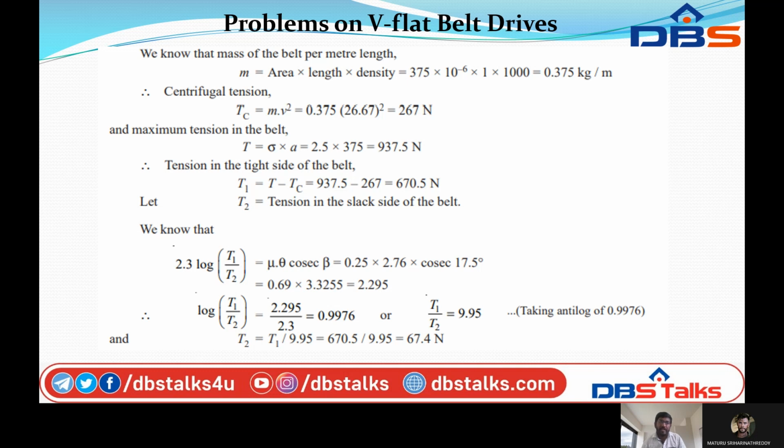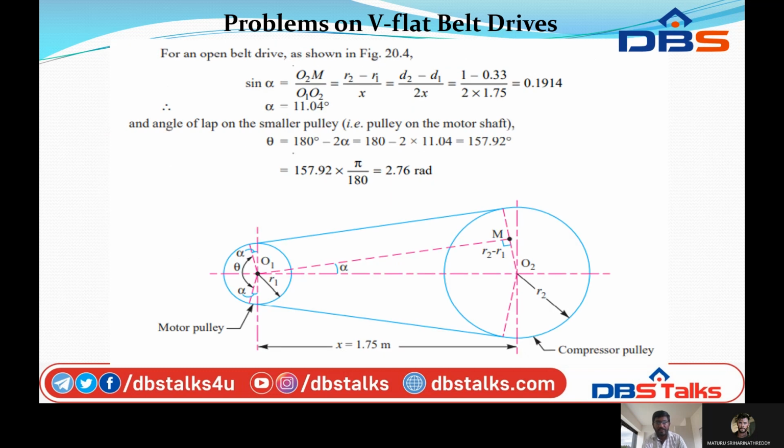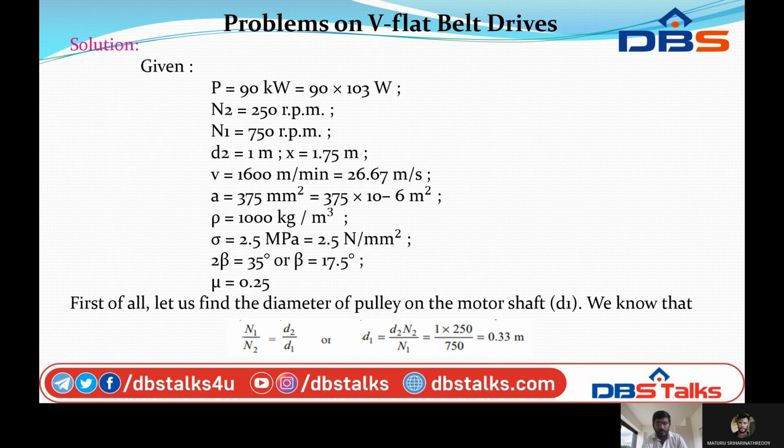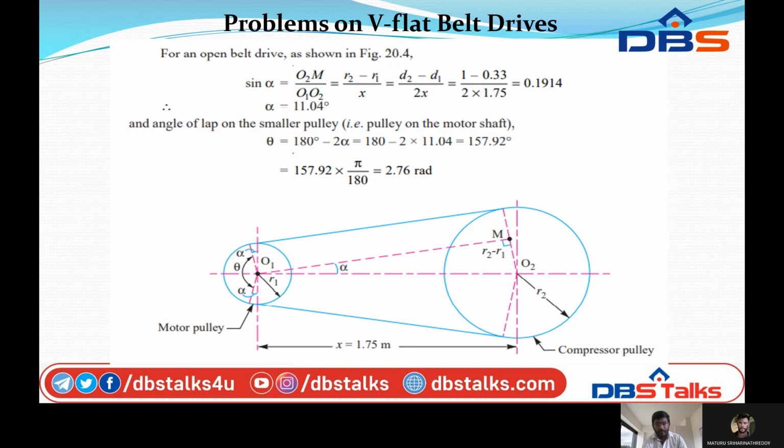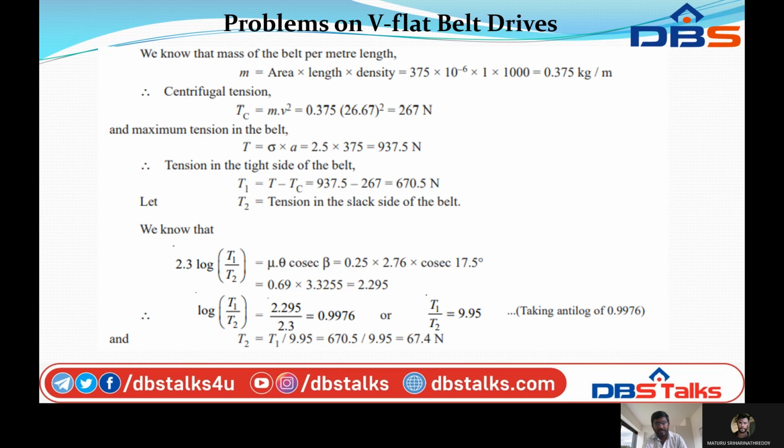Next we can find out the centrifugal tension. Tc is equal to m v square. So m is equal to 0.375, into velocity v. What is the velocity? Velocity is given in the problem, v is equal to 1600 meters per minute. This will be converted to meters per second, that is equal to 26.67 meters per second. Substituting the v value, centrifugal tension Tc is equal to m v square, that is 0.375 into 26.67 whole square. We can calculate the value, Tc is equal to 267 Newton.